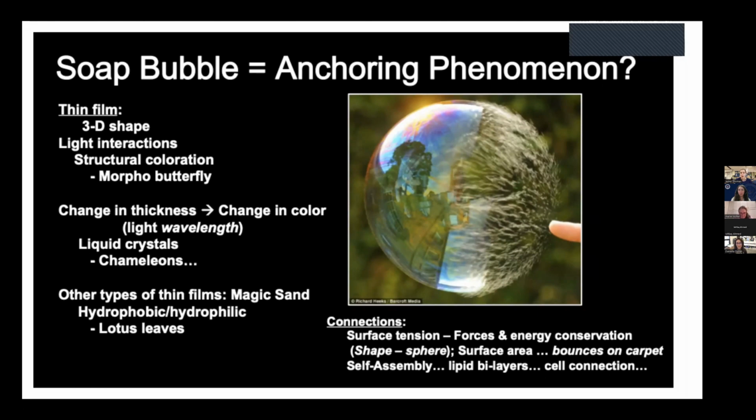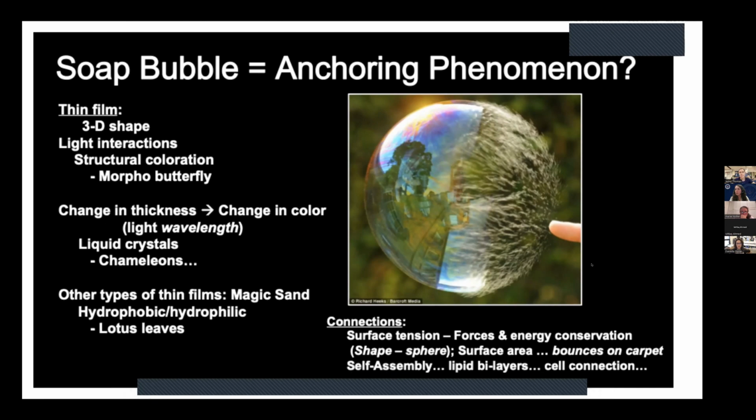and energy conservation, the shape of it, a sphere. Why do bubbles want to be spherical? Surface area, the idea that a bubble may bounce on carpet, whereas if it touches your finger, not so much. That there's also an element of self-assembly. And that ties in with lipid bilayers and even a cell connection. And I think that pretty much sums it up.